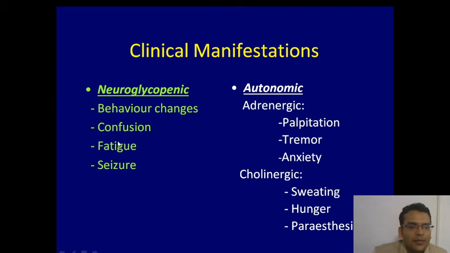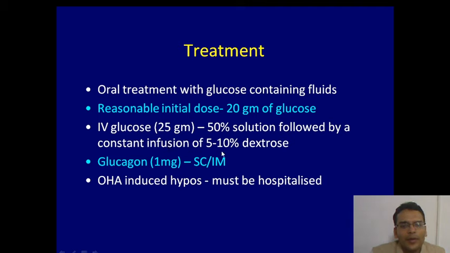Treatment: you have oral treatment with glucose-containing fluids. A reasonable initial dose is 15 to 20 grams of glucose, or 3 or 4 teaspoonfuls of glucose. IV glucose, a 50% solution followed by a constant infusion of 5 to 10% dextrose, can be administered in persons with hypoglycemia and unconsciousness. Glucagon can also be administered, which helps to mobilize glucose from the liver stores.